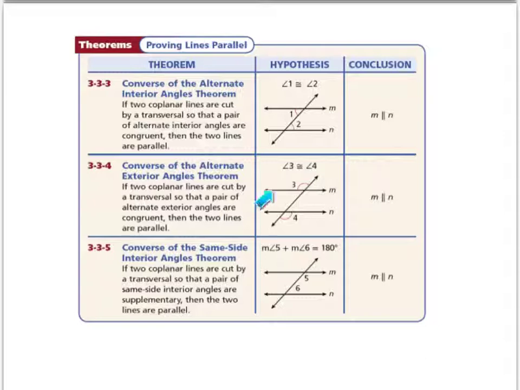Likewise, if I've got two lines cut by a transversal and my alternate exterior angles are congruent to each other, then the lines are parallel. And the last one, again, if I've got two lines cut by a transversal and same side interior angles are supplementary, meaning that they add up to 180, then your lines are going to be parallel to each other. You need to know all 4 of these. These are going to help us prove that lines are parallel.